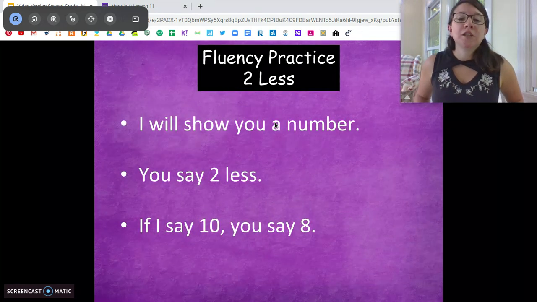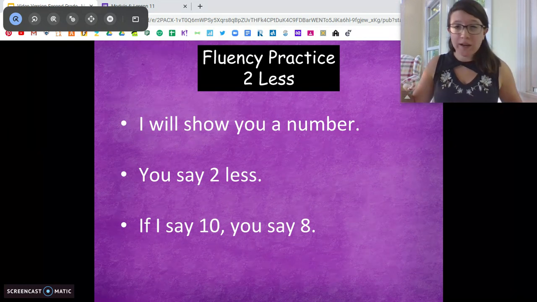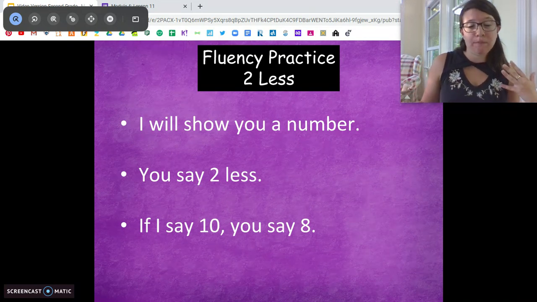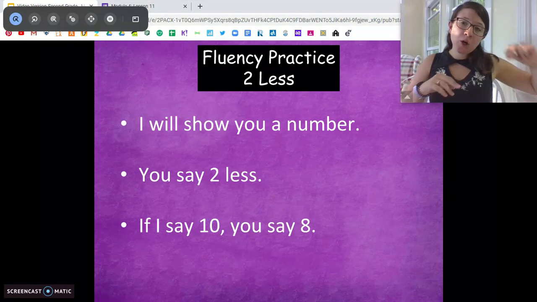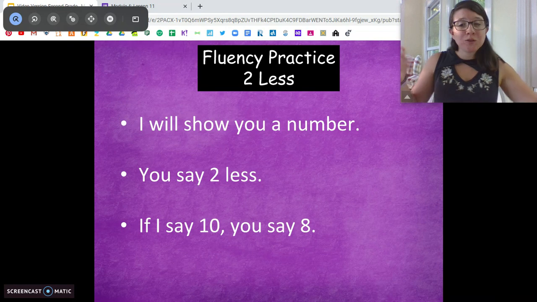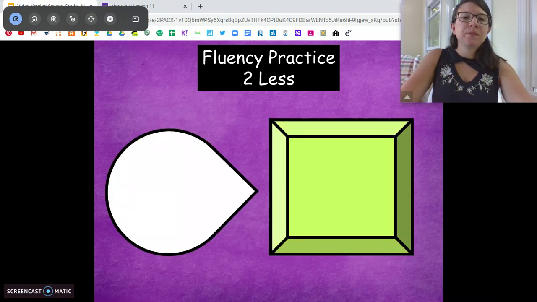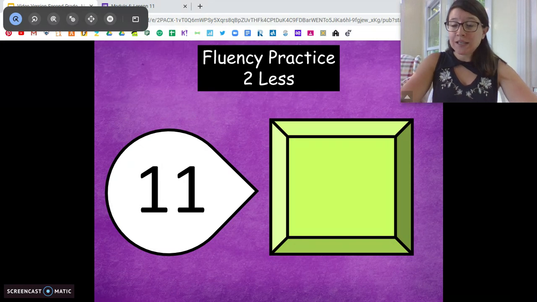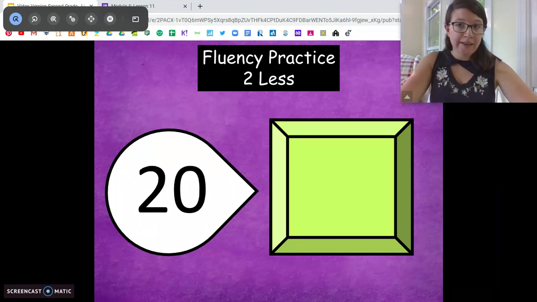Okay, we're going to do a little bit of fluency practice first. Again, because we're working with subtraction, we want to get our brain in the subtraction mode. So I'm going to show you a number. You're going to tell me 2 less than that number, and I snap my fingers. So if I say 10, you say 8. All right, here we go. 2 less than 11 is 9. Beautiful.